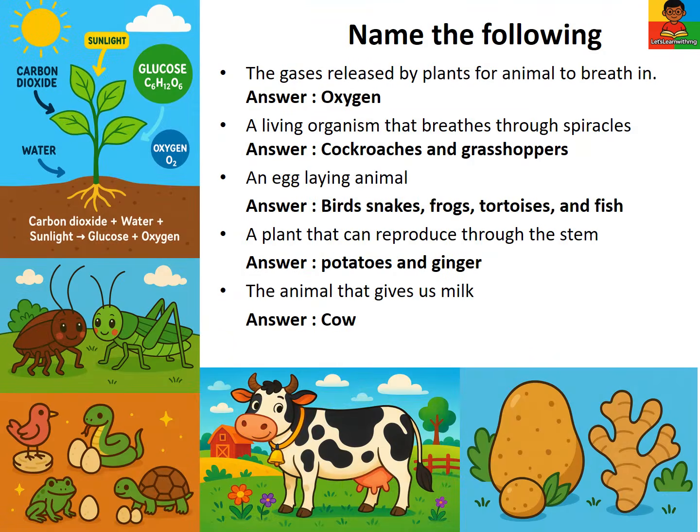Name the following. The gas released by plants for animals to breathe in, oxygen. A living organism that breathes through spiracles, cockroaches and grasshoppers. An egg-laying animal, birds, snakes, frogs, tortoises, and fish. A plant that can reproduce through the stem, potatoes and ginger. The animal that gives us milk, cow.